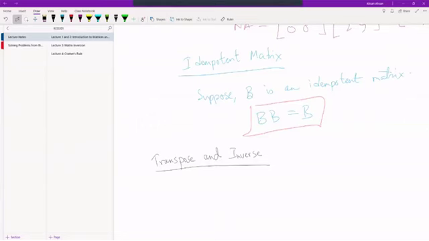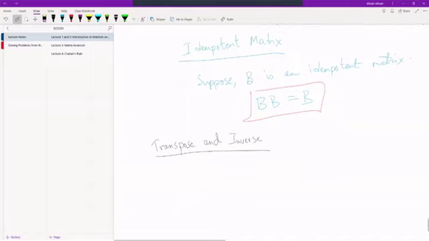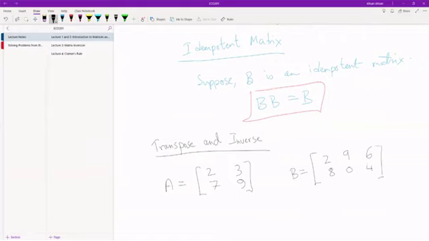Okay, so the next part we're going to cover is about transpose and inverses. So let me just write down these two matrices. Suppose we have A: 2, 3, 7, 9. This is a matrix. And we have B, which doesn't have to be a square matrix: 2, 9, 6, 8, 0, 4. So we have these two matrices.